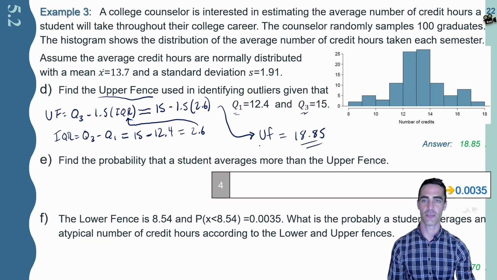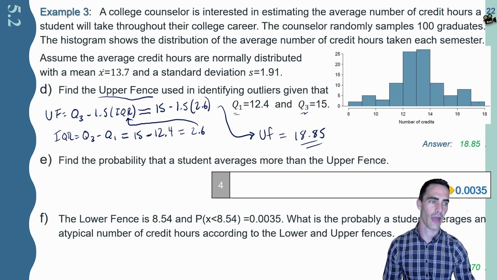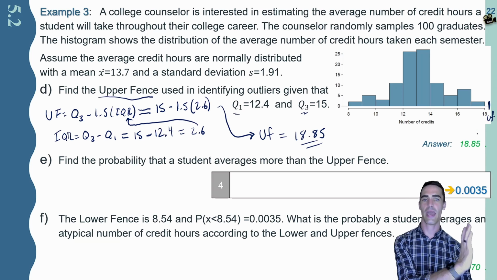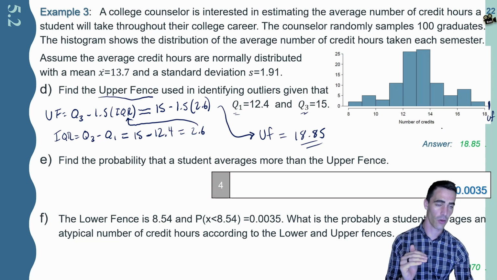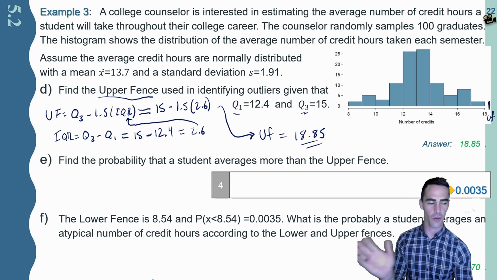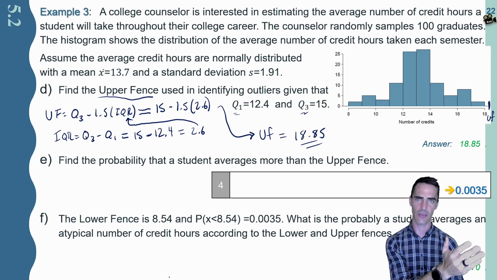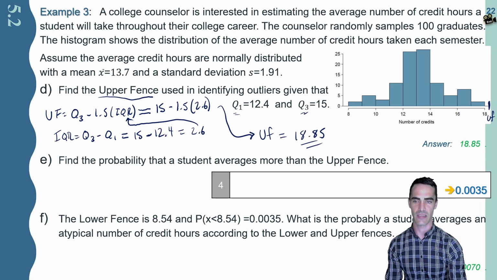If you'll remember, we used fences to identify atypical or outlier values. In fact, if I look at my chart and my graph over here, 18.85, my upper fence, is way out on the right side. This is my practical data. When I translated it into normal, again, it wasn't exact. And so I can find probability, again, even though my graph doesn't show any events outside. Find the probability that a student averages more than the upper fence.